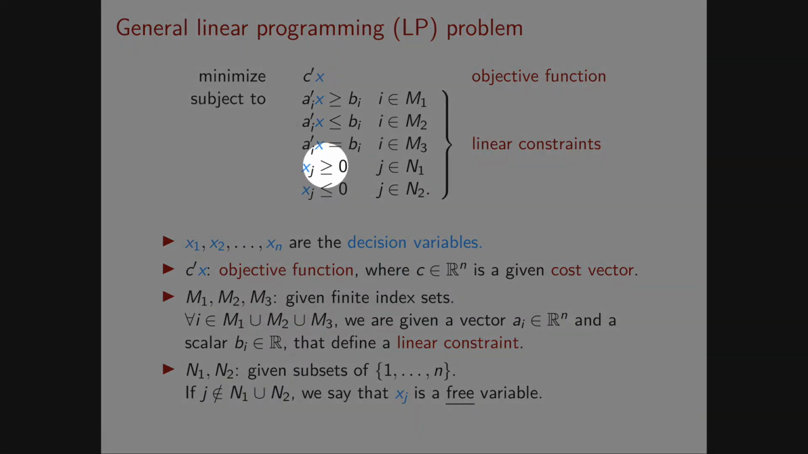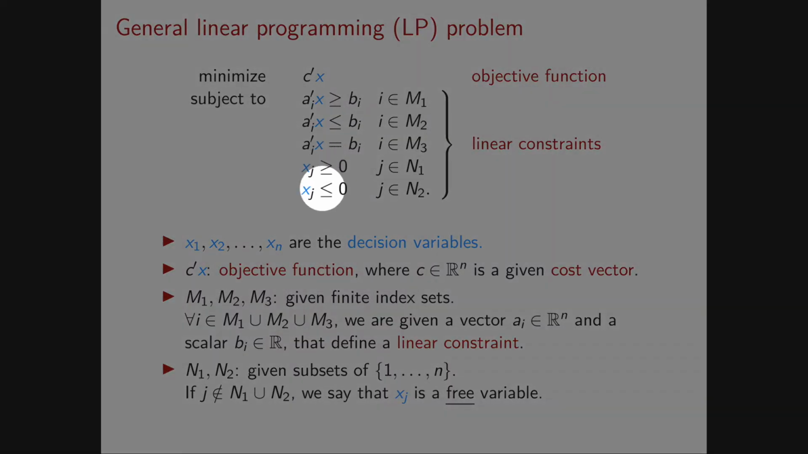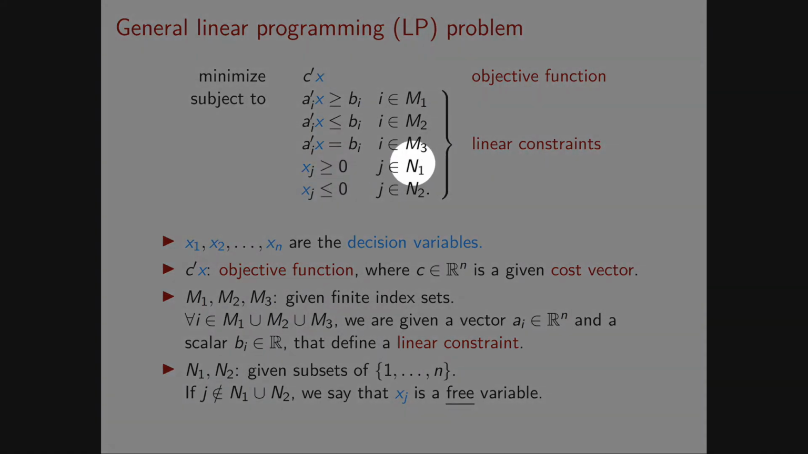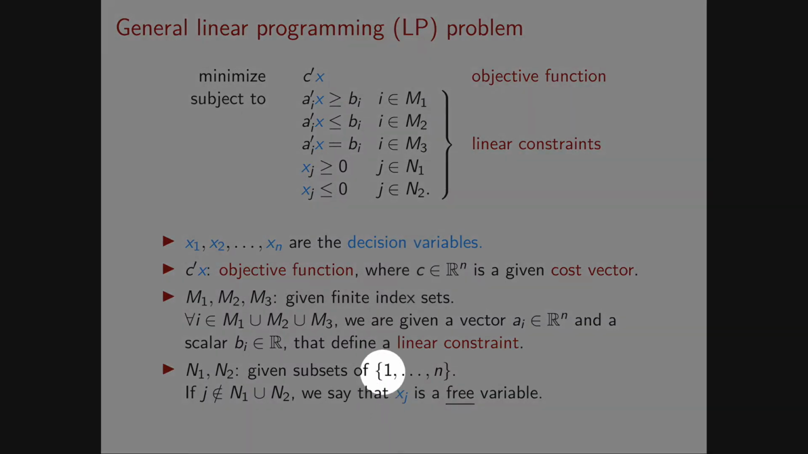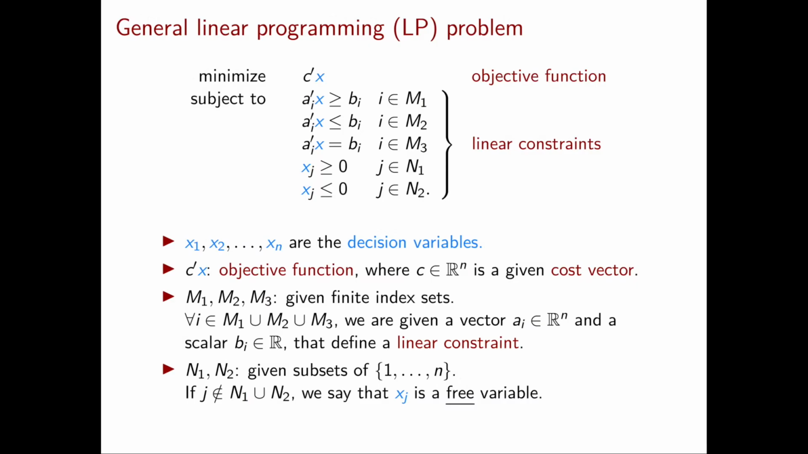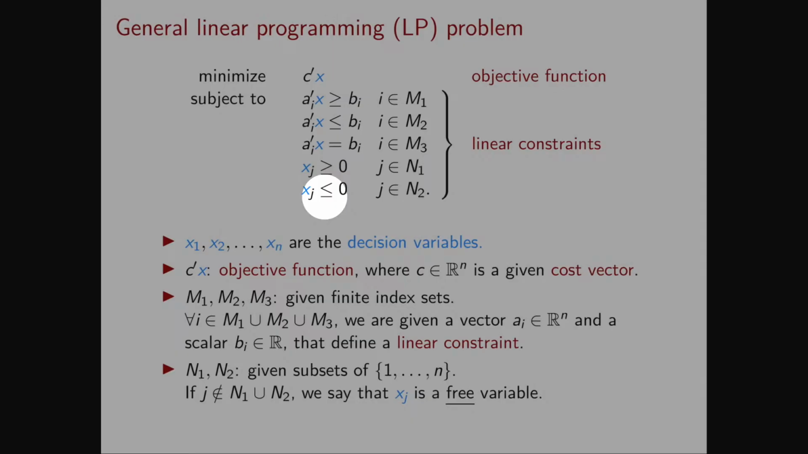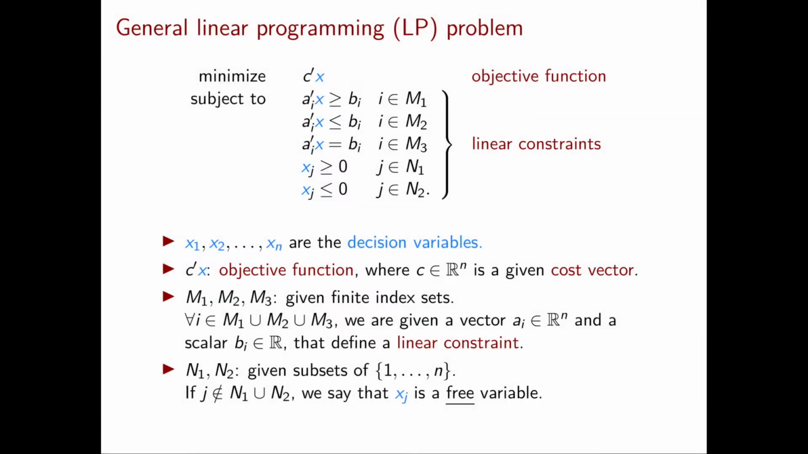Finally, we can have some very special constraints that are just called sign constraints. This is because each one will restrict the sign of just one variable. So these are constraints of the form xj greater than or equal to 0 or xj less than or equal to 0. For each one, we have the associated index sets N1 and N2. Now, these index sets are just subsets of the set 1 until n. Of course, there might be some variable which is neither restricted to be non-negative nor restricted to be non-positive. And these variables are called free variables.